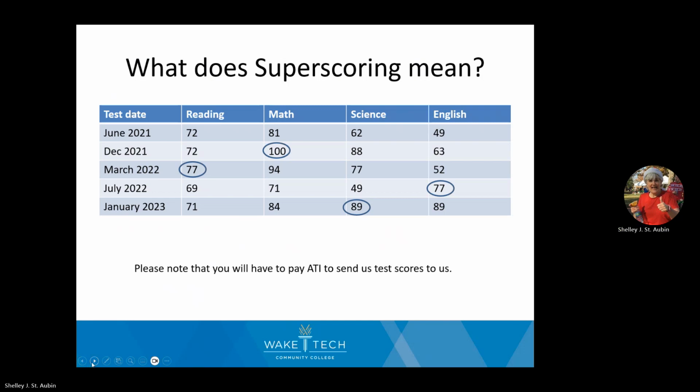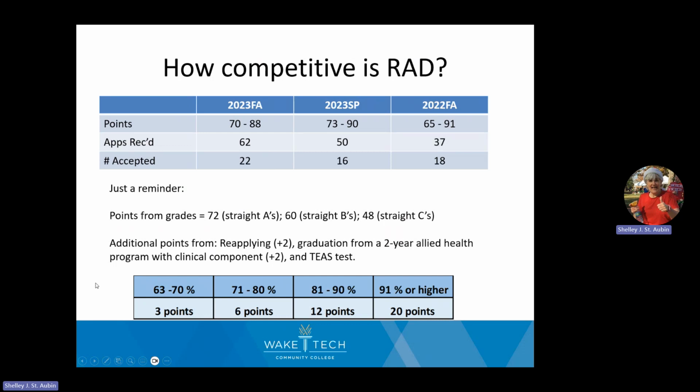So how competitive is RAD? Our radiography program, here's some examples for the past couple years. You can see we've ranged in applications: in 2022, we had 37 applications, all the way up to 2023 with 62. So the application pool does vary based on what's going on in the community. Points, you can see pretty much 65 was our lowest that we accept, the minimum score. We've been as high as 91.